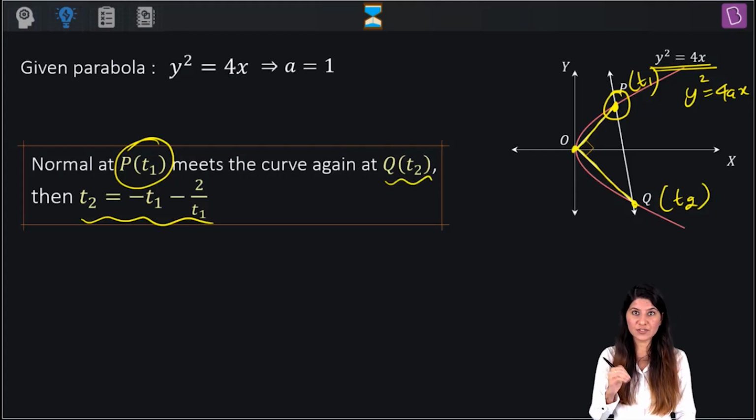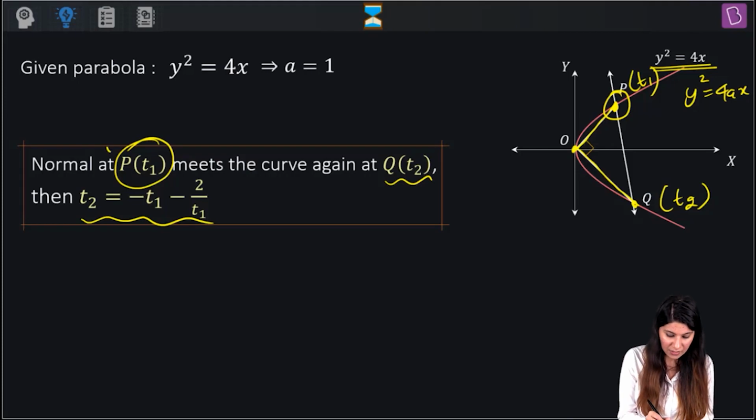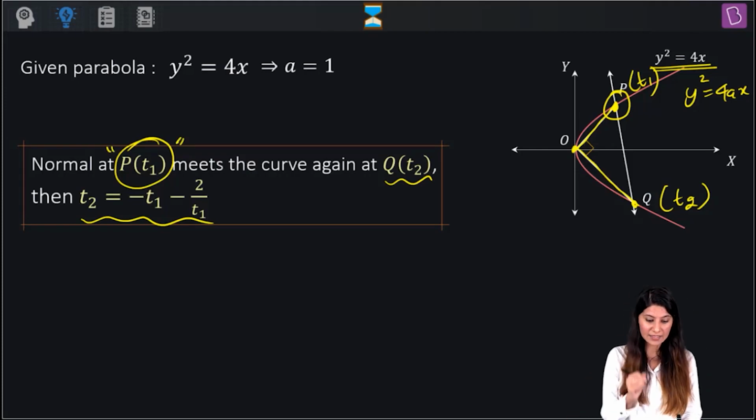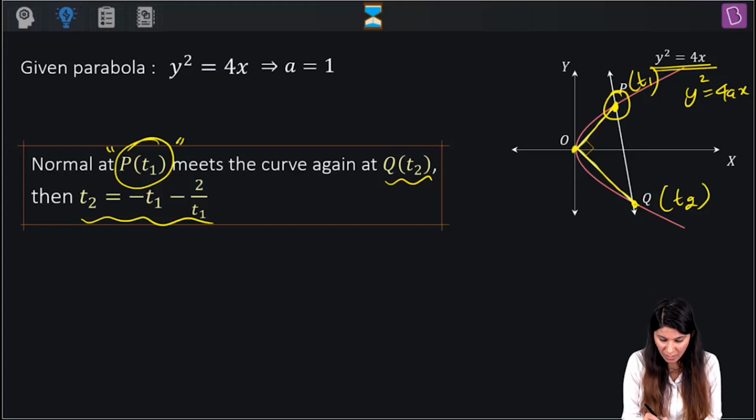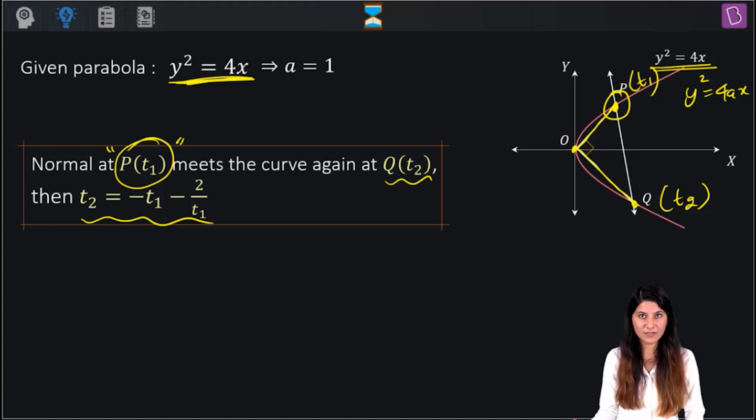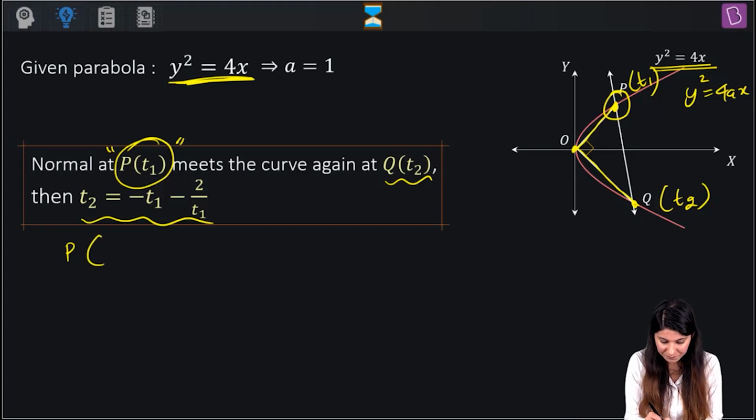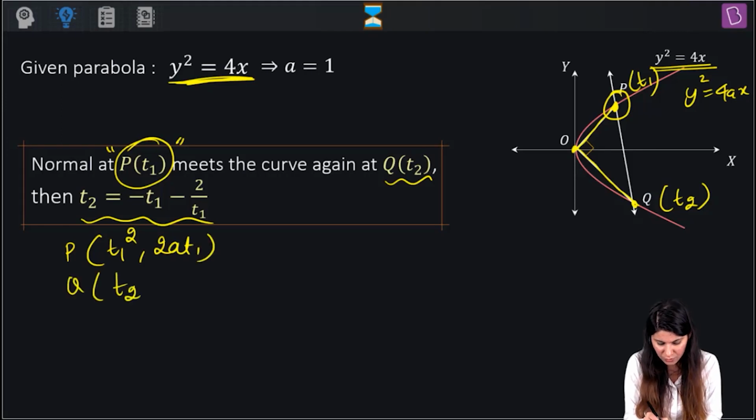Q is the point T2, any other point through which that normal is passing. But the normal is at T1, and T2 equals minus T1 minus 2 by T1. This is the condition. Now, on this curve, point P would be AT1 square comma 2AT1, and Q would be AT2 square comma 2AT2. A is already 1, so 2T1 and 2T2 would be there. These are the 2 points.